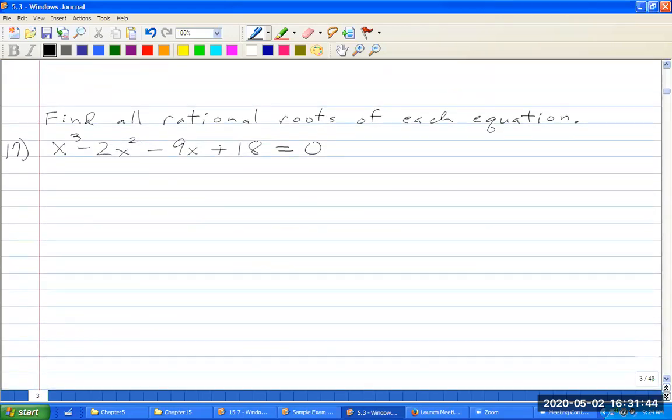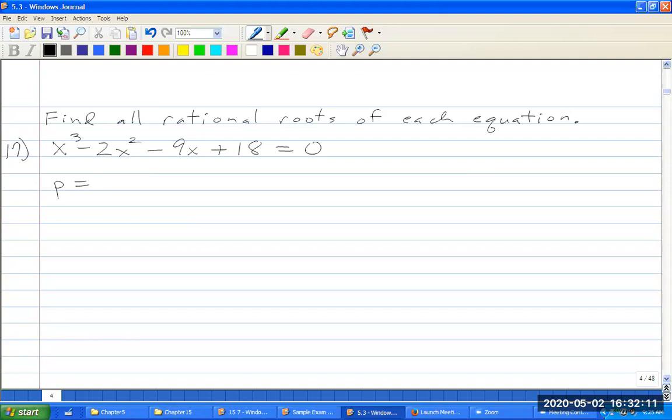So now, find all rational roots of each equation. So I have an equation here. I want to see if I can find the rational roots of this equation. Once I've done that, that may be sufficient to find all the roots of my equation. So first, let's find the rational roots.